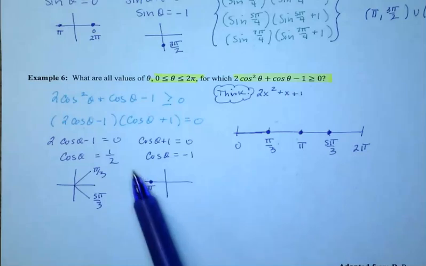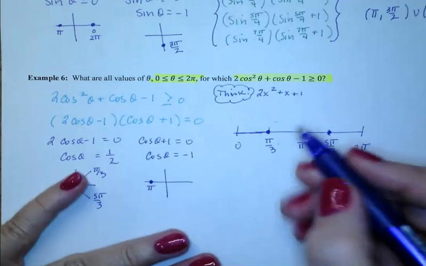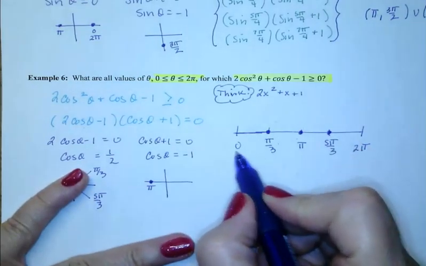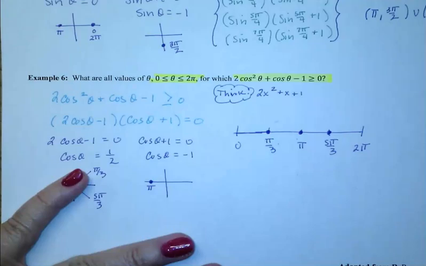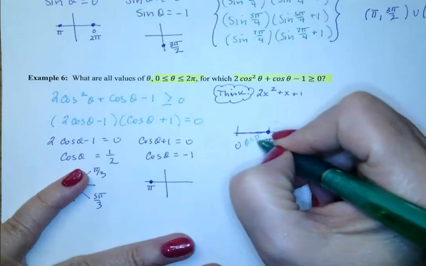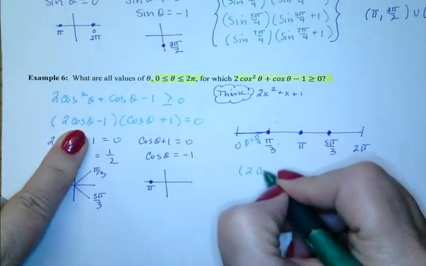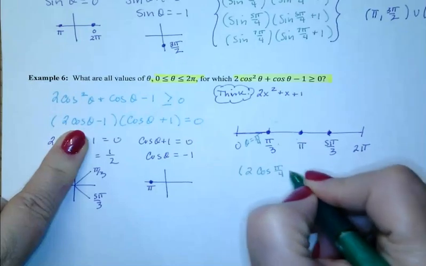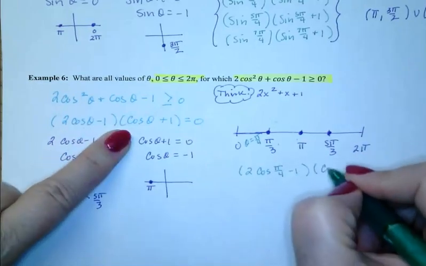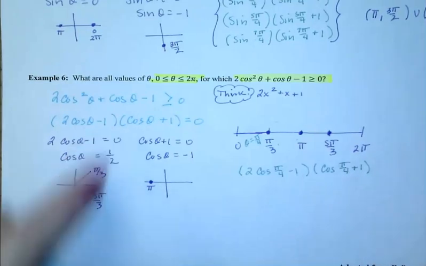Okay, so we have our number line set up with all of the values that we found here. We're going to test values and practice that together, and then we'll look at the Desmos to make sure you were good there. So if we're going from 0 to pi over 3, then I'm going to test theta equals pi over 4. Remember, you're testing it in the 2 factors. So you're going to say 2 cosine pi over 4 minus 1 and cosine of pi over 4 plus 1.